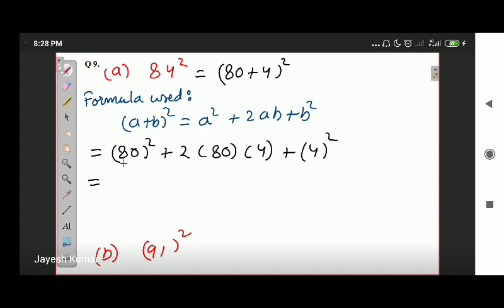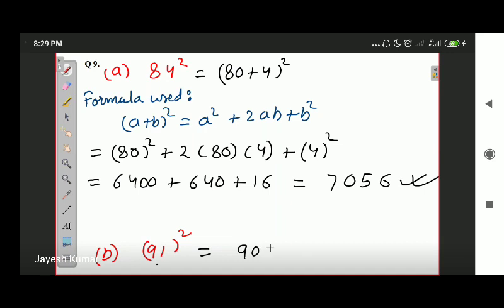Once again, 80 square is 6400. 2 4s are 8, 8 8s are 64, so 640, plus 4 4s are 16. We will add all of this. So this is 7056. So that will be your answer. When you are expanding 91 whole square, you can write it as (90 + 1) whole square and expand the formula accordingly. Okay.